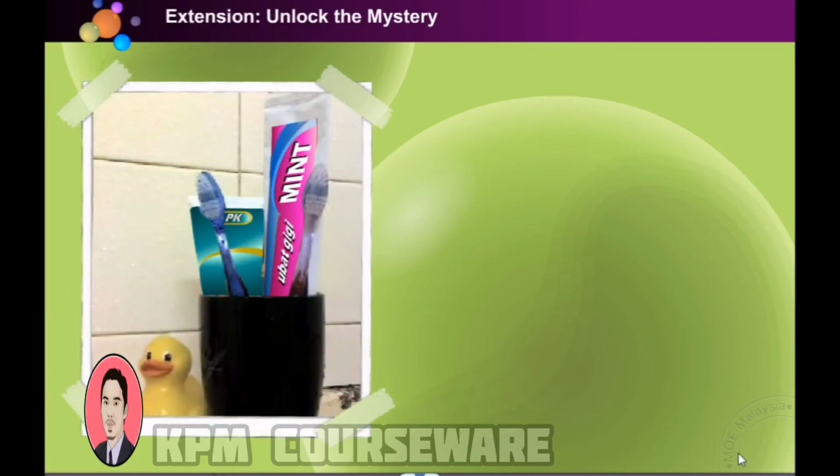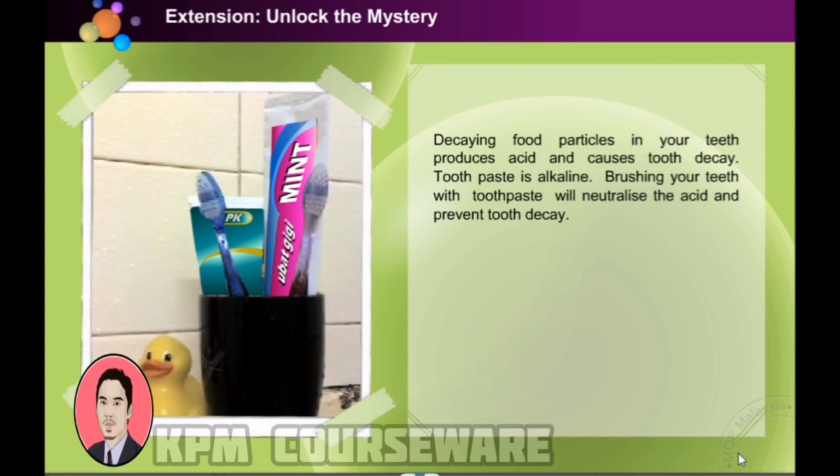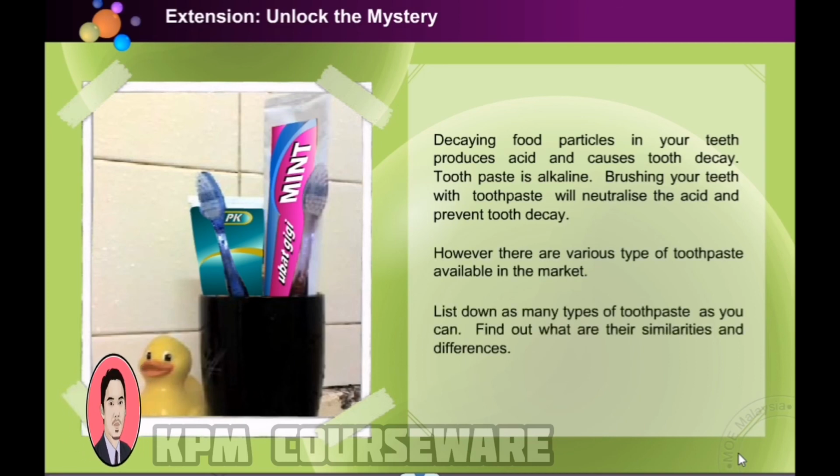Unlock the mystery. Decaying food particles in your teeth produce acid and cause tooth decay. Toothpaste is alkaline. Brushing your teeth with toothpaste will neutralize the acid and prevent tooth decay. However, there are various types of toothpaste available in the market. List down as many types of toothpaste as you can. Find out what their similarities and differences are.